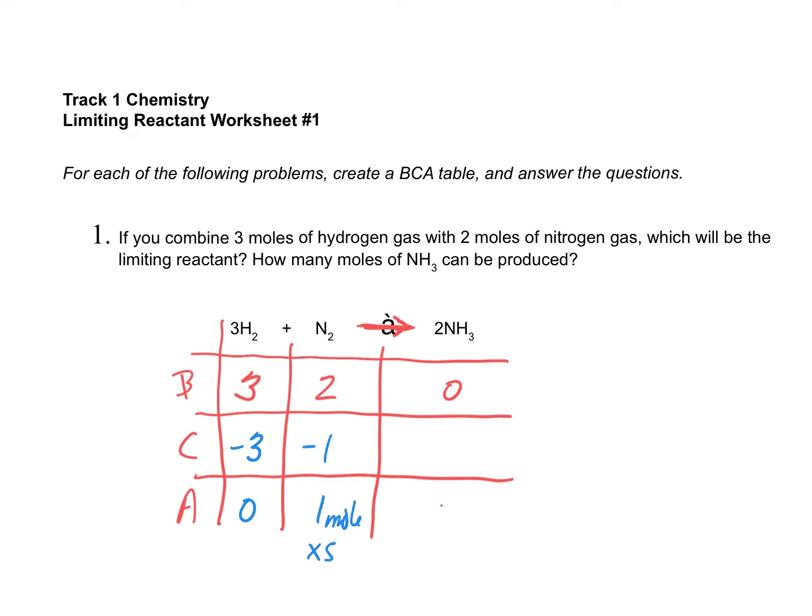Okay, we're going to have 1 extra mole laying around. This is our limiting reactant, the hydrogen. We run out of the hydrogen. Okay, so the next question is, how much ammonia can I make?